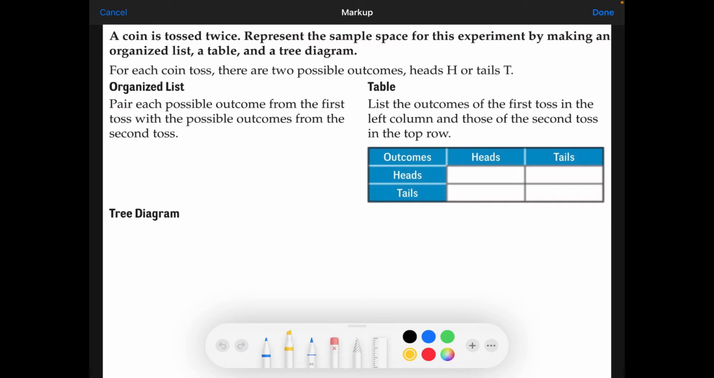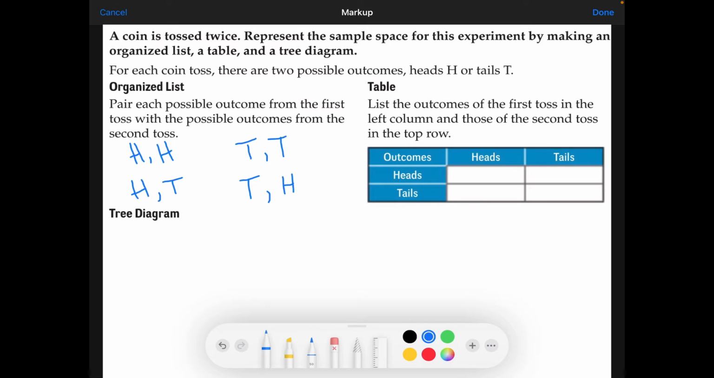So if we were going to write an organized list, it says pair each possible outcome from the first toss with the possible outcomes from the second toss. So the first time I toss it, I could get a heads. The second time, I could also get a heads, right? What if the first time I got a tails, and the second time I also got a tails? That's a possibility. Another possibility is that the first time I get a heads, and the second one I get a tails. Or I could get tails first and heads second. So those are my possibilities, and we can write it as a list.